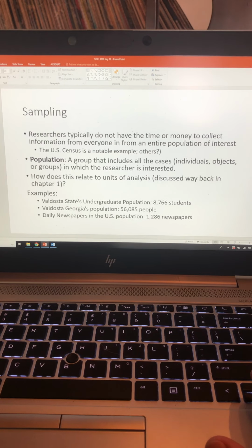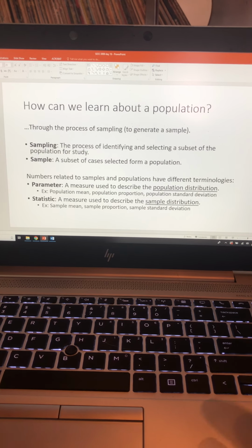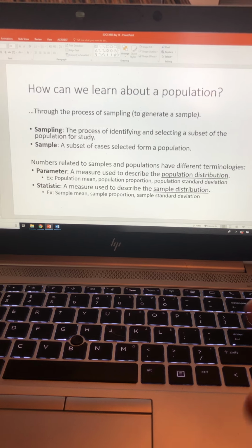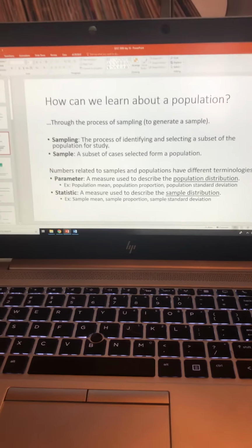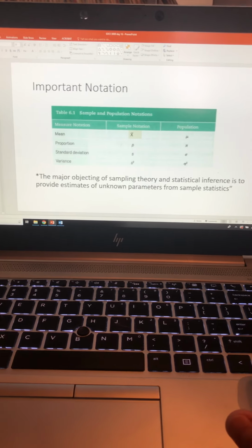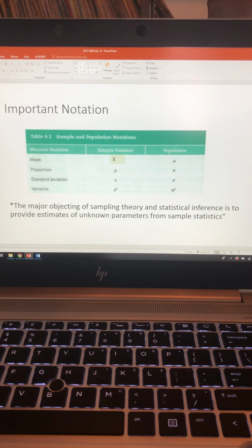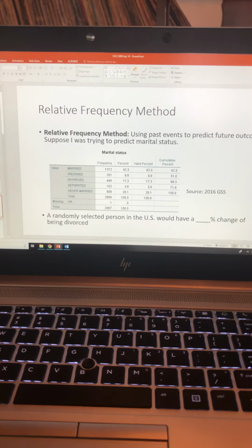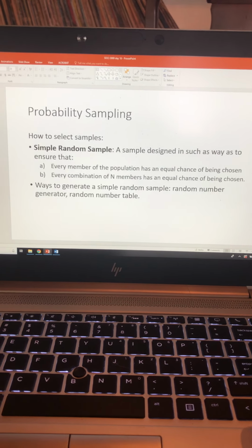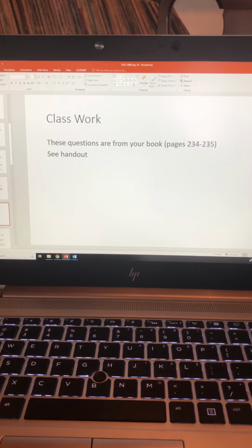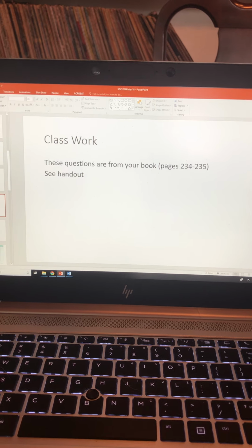Just a review. So we had talked about sampling, what a population is, the difference between, when we're talking about a statistic, we mean a measure to describe a sample versus a parameter, which is a measure to describe the population. Some of the different notations, the Roman versus Greek lettering, a little bit about probability, what that is, probability sampling, what a simple random sample is. So this stuff should be clear. Obviously, if you have any questions, let me know, but this is kind of where we left off.